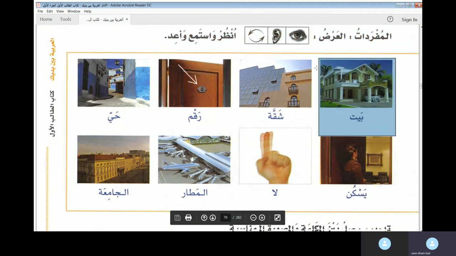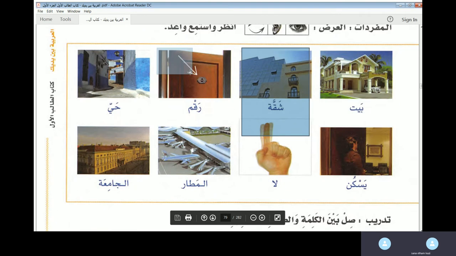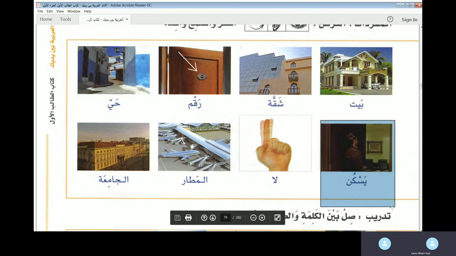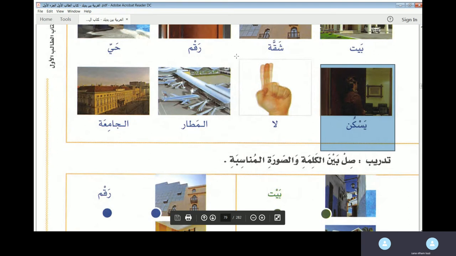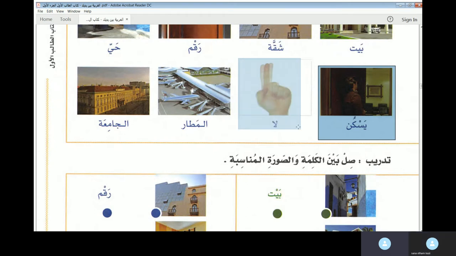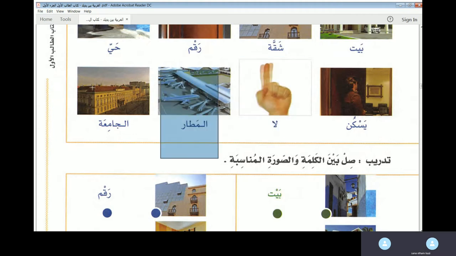Bayt, house. Shaqqah, apartment. Raqm, number. Hayy, neighborhood. Yaskun is he lives. Taskun is you live, right? Yes, taskun, you live, and yaskun, he lives, and taskun also means she lives. Taskun has two meanings: she lives and you live, and you live is for masculine only. La is no. Al-Matar is airport, and al-Jami'ah, university.